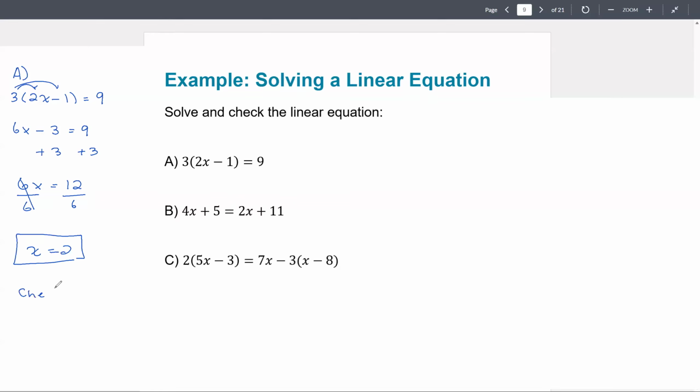So let's do a quick check on that. If I have 2 times 2 minus 1, well, that's going to be 3 times 4 minus 1, which is going to be equal to 3 times 3, which is equal to 9, which is what we had right here. So that checks out.